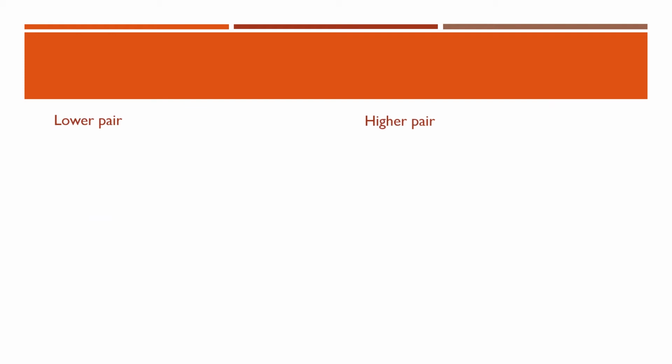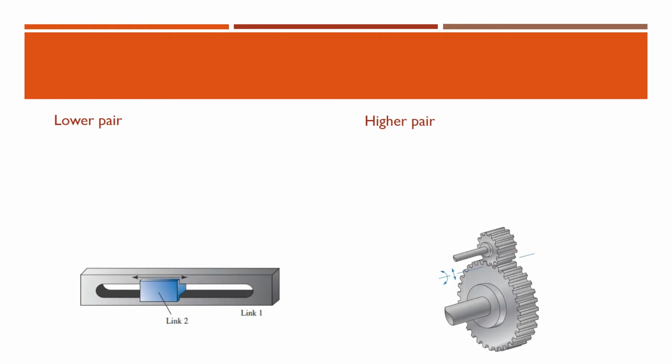And next one is the most important thing in kinematics of machinery: lower pair and higher pair. What is a lower pair and what is a higher pair? See, in the first figure you can see that there is a sliding joint. This is a sliding joint, and also the contact is surface contact. Link 2 has a surface contact with link 1. This is the lower pair.